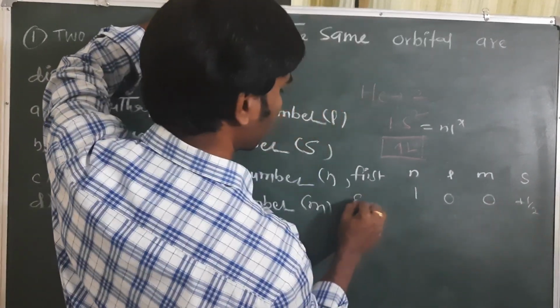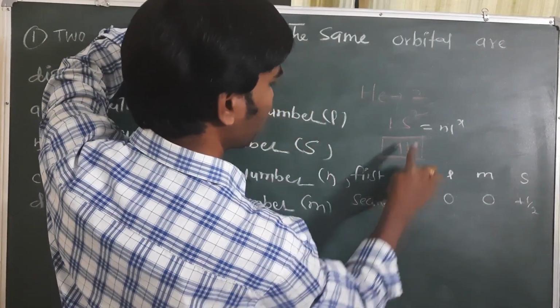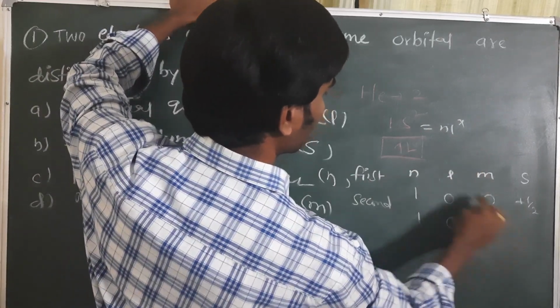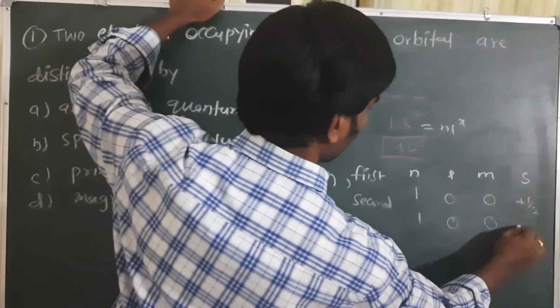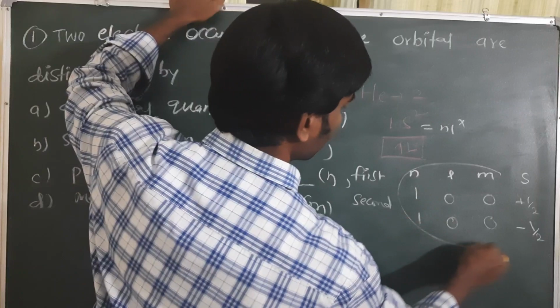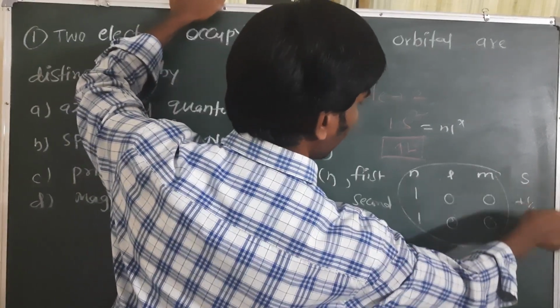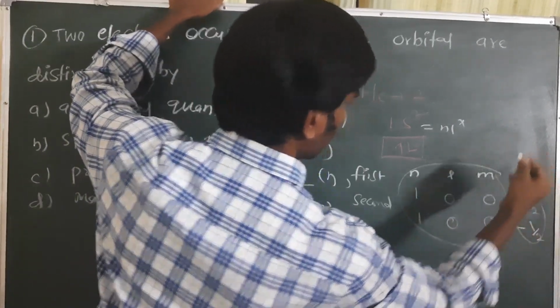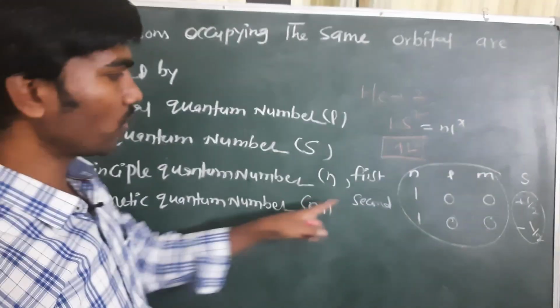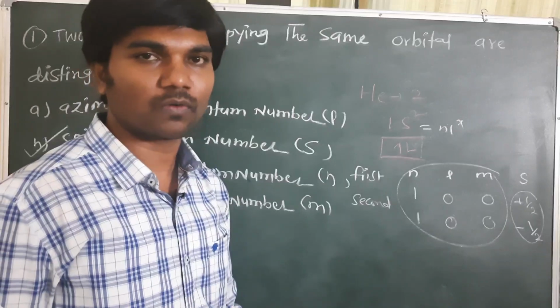So for the second electron, same: n value is 1, L value is 0, and if L value is 0, M value is 0. This is the anti-clockwise direction, so I am taking minus half. So you see up to these three are same. Which one differs for these two electrons? The spin quantum number is different. So the answer is spin quantum number. No two electrons will have the same set of four quantum numbers.